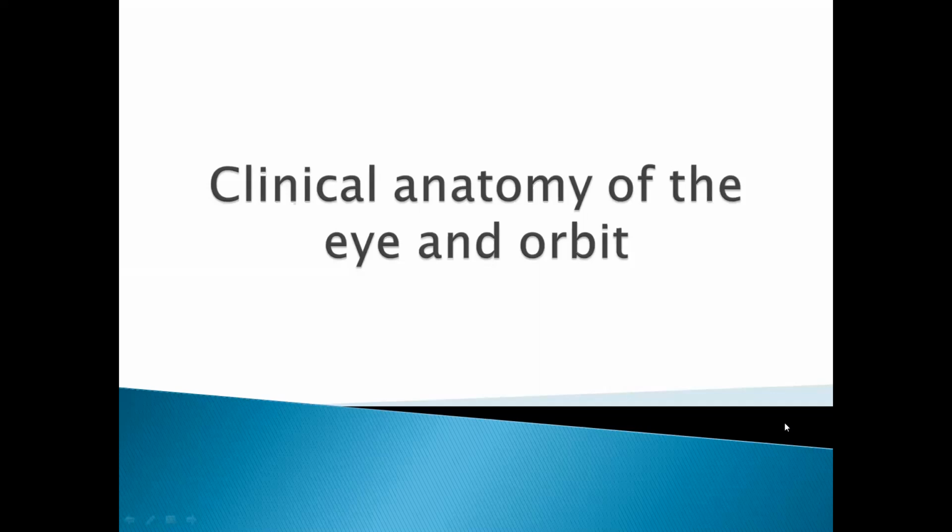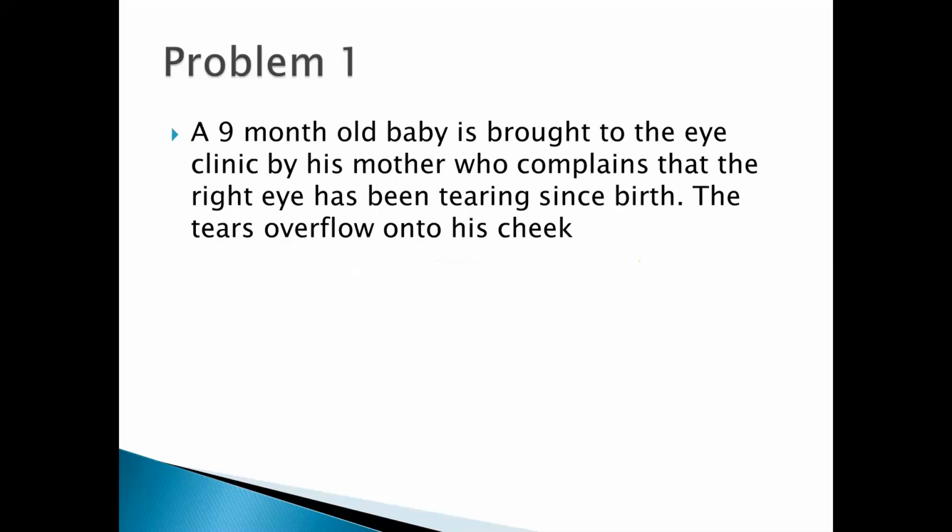Now obviously it's not possible to discuss everything and go from place to place and discuss the clinically important points in all of them. What I'll be doing is I have selected a few common problems and we'll be discussing the anatomy relevant to these problems. The first problem: a 9-month-old baby is brought to the eye clinic by his mother, who complains that the right eye has been tearing since birth and that the tears are overflowing onto his cheek. So what do you think is going on here?